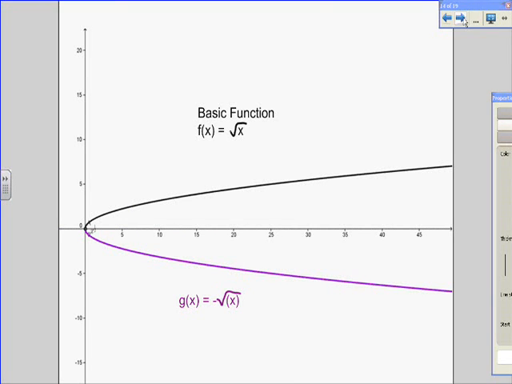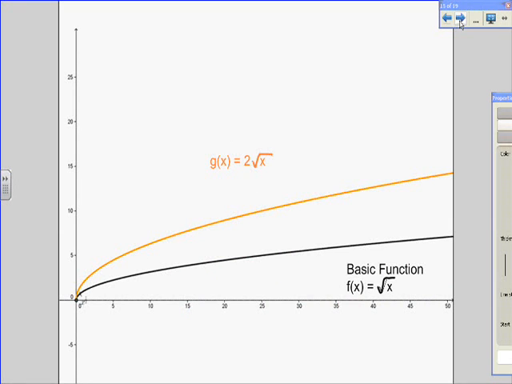What about if we have a negative out in front of the root sign? In that case, we are reflected around the x-axis. So here the black represents my basic function again, and the purple represents g of x, which has been transformed by this negative sign out in the front. So if we have a negative a value, we can expect to see a reflection around that x-axis.